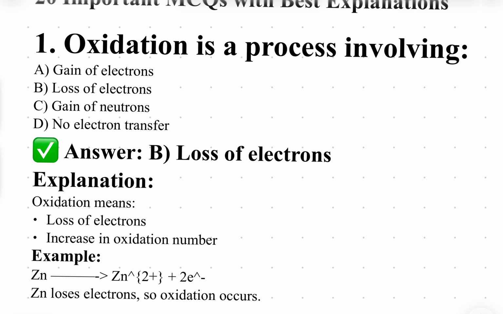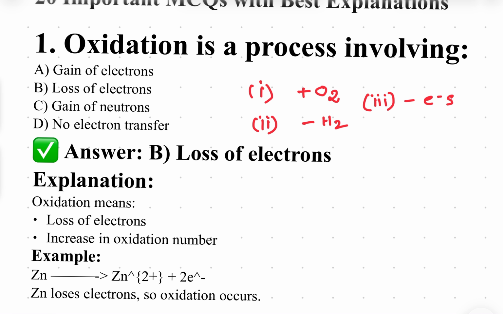First one: what is the oxidation process involving? Oxidation means what? Here we have three important concepts based on oxidation. I will explain. All of you concentrate. First one is addition of oxygen is called oxidation. Second one is removal of hydrogen is also called oxidation. Third important one is removal of electrons, also called oxidation.